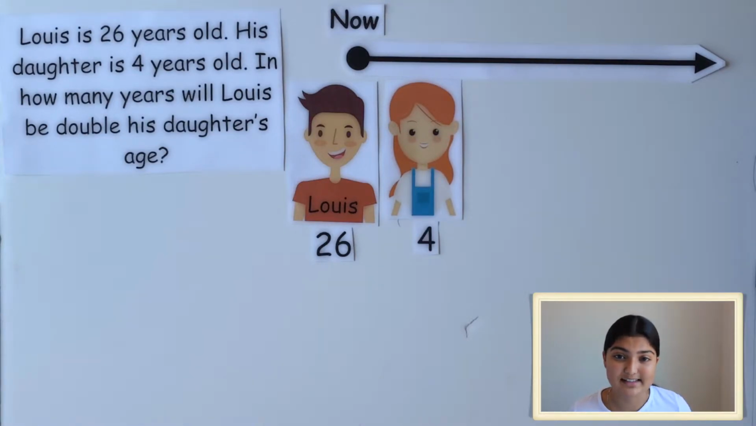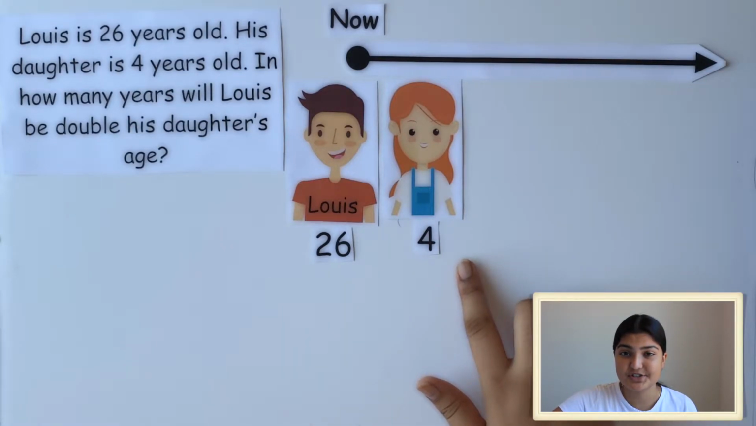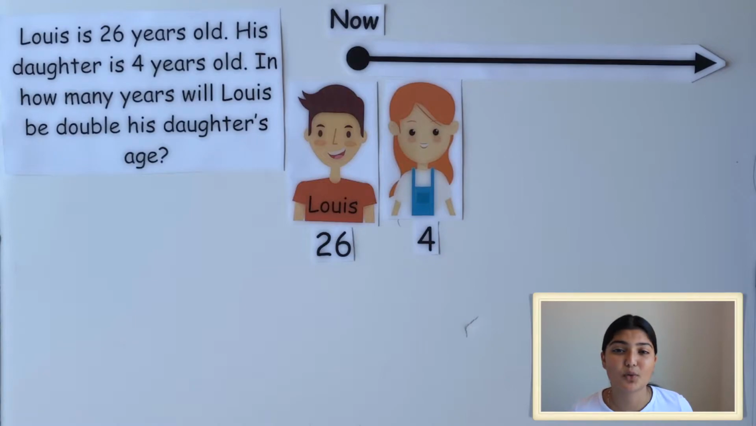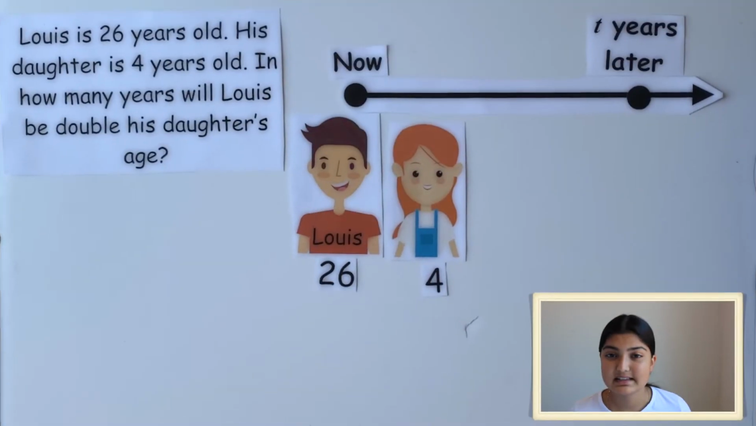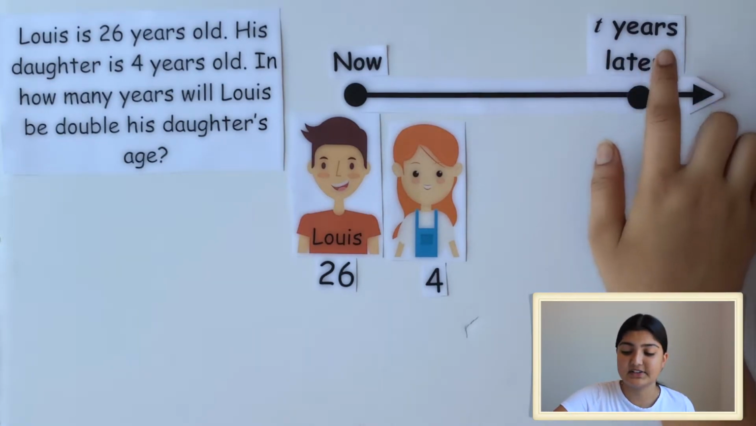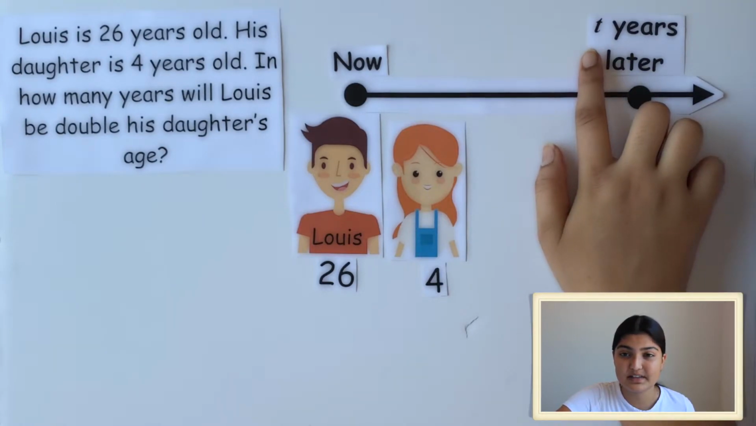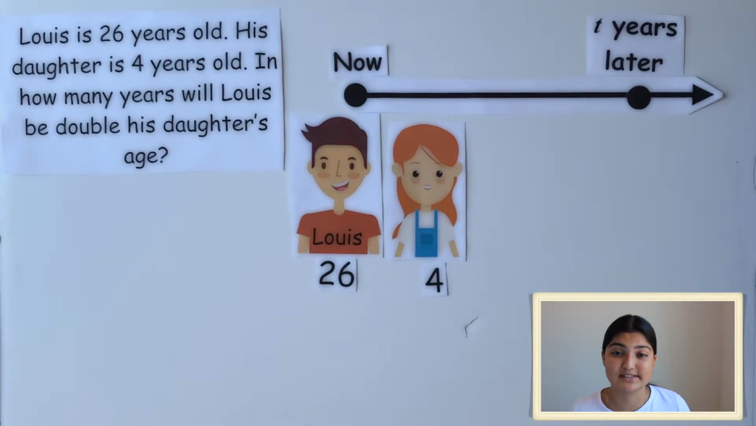Now, the question is asking, how many years later will Louis be double his daughter's age? So let's fast forward a few years. Let's say this point here is t years later. Notice how I used the variable t to represent the number of years later, since this is what we want to find out. So, how old are Louis and his daughter t years later?